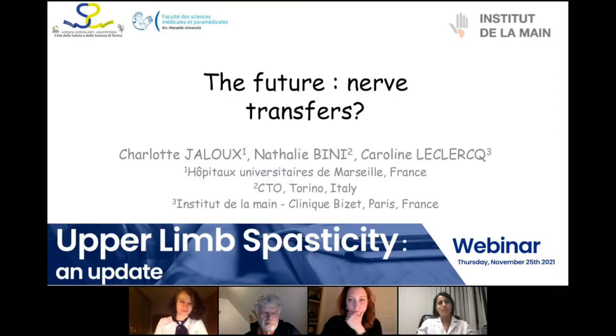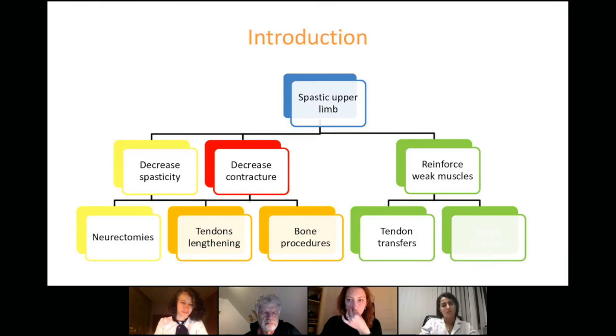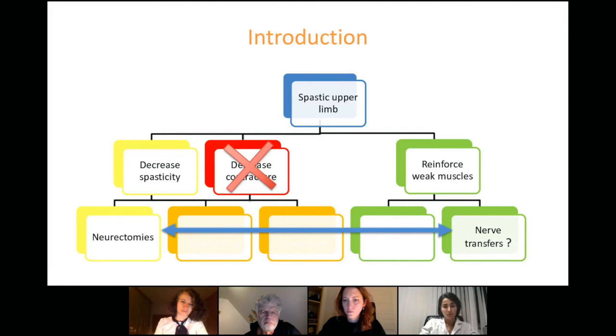So I'll talk about nerve transfer. So is nerve transfer the future? As you have understood now, the spastic upper limb management goes with the decrease of the spasticity, the decrease of the contracture, and the reinforcement of weak muscles. To reinforce weak muscles, till now we've been using tendon transfers, and the question is, can we use nerve transfers? And can we associate nerve transfers with the neurectomies we're doing for spastic muscles?